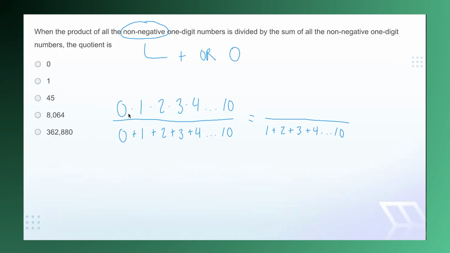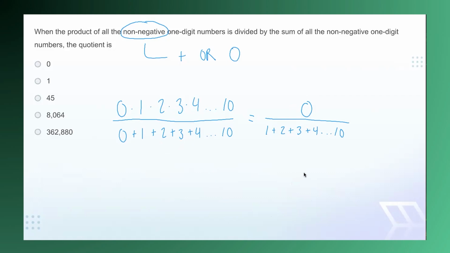But in the numerator, we're multiplying, which is very different because we know that multiplying anything by 0 gives a product of 0. So it doesn't matter what we get when we multiply 1 times 2 times 3 times 4 all the way up to 10, because when we multiply it by 0, the whole numerator becomes 0.